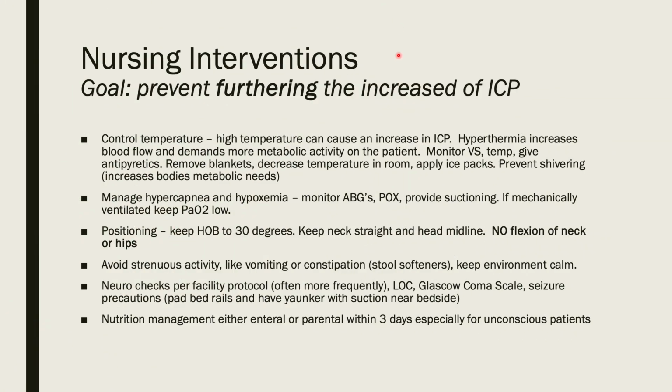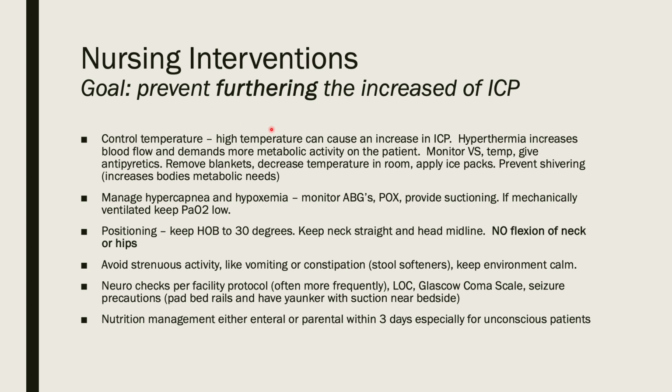So, some nursing interventions. Keep in mind that the goal is to prevent furthering the increase of intracranial pressure. And from the prior slides, the factors that can cause ICP to fluctuate, a lot of our interventions are going to be based on that. So there are many reasons for an increase in temperature. There's damage to the hypothalamus, infection, or dehydration. And also, an important point to mention is if a patient's unconscious, do not take their temperature orally or in their axilla.